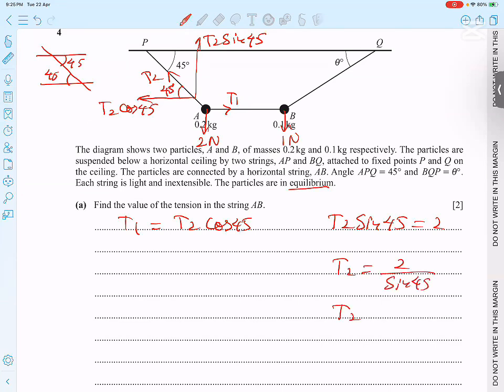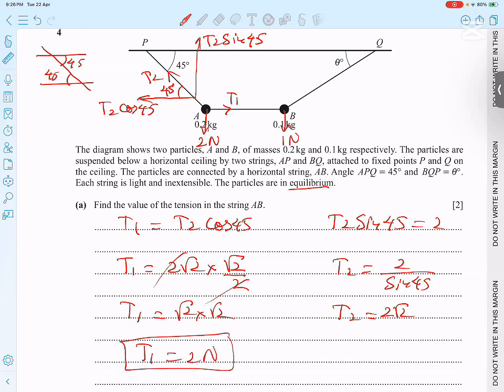Sine 45 is root 2 over 2. So if we divide 2 over sine 45, I get the value 2 root 2. After this value of T2, I can plug it in here. So T1 is equal to 2 root 2 times cos 45, again root 2 over 2. If you check in the calculator, this cancels out and T1 becomes root 2 times 2, which gives us 2 newtons. I believe the point is clear. So the force acting in string AB is 2 newtons.